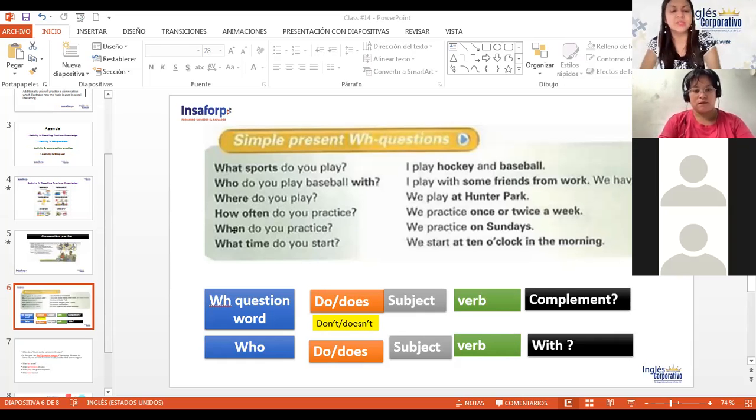Okay, now let's make questions with when. For example, when do you go to bed? When do you see your friends? When do you have dinner? When do you go to the supermarket? I go every week. Where does she eat? Okay, ¿dónde come? When do you see your friends? When do you go to the supermarket? When do you eat? On weekends.